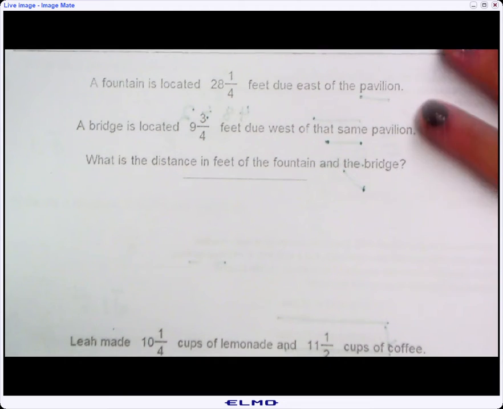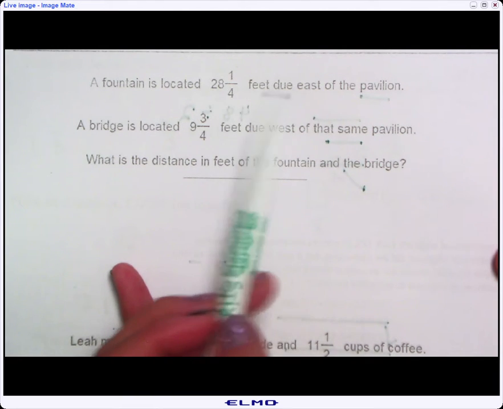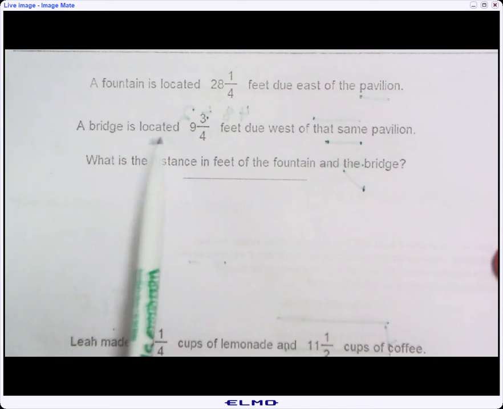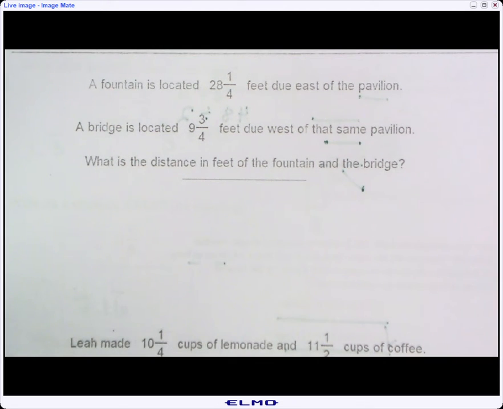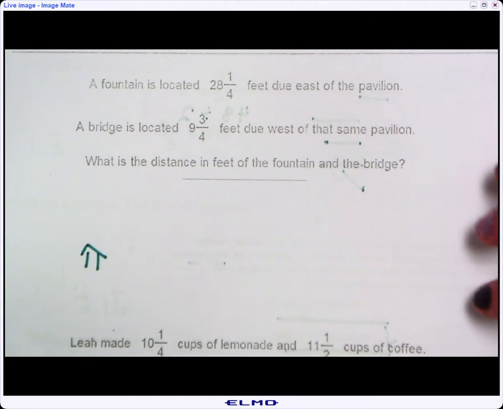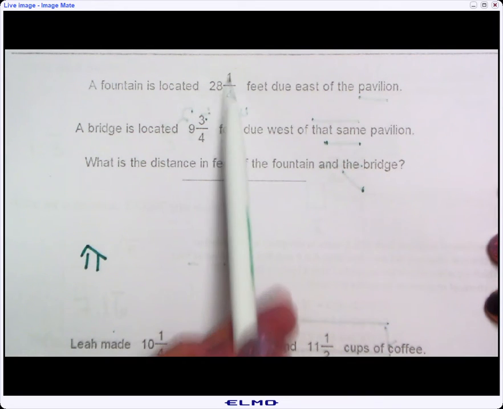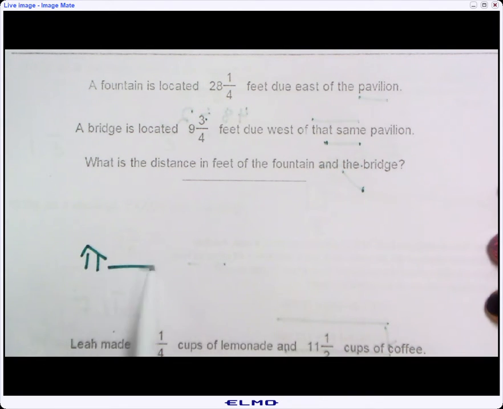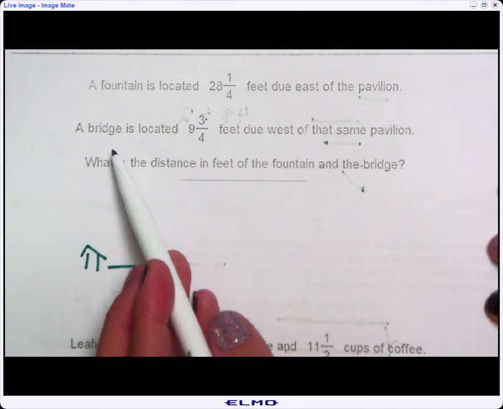Got 3 more problems to look at. A fountain is located at 28 1/4 feet due east of the pavilion. A bridge is located at 9 3/4 feet due west of the same pavilion. What is the distance in feet of the fountain and the bridge? So the best way to tackle this is by just drawing a picture, because then you can really see what's going on. Right here, this is my pavilion. There's nothing special about it, just pavilion. And then 28 1/4 feet due east. East is this way. I have a fountain.